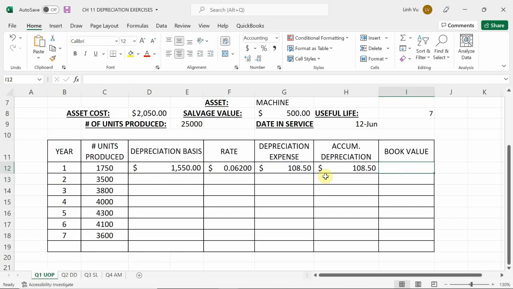Now we go to the next one, which is the book value of the asset. It's cost minus accumulated depreciation. Here we have the accumulated depreciation, 108.50. So we get 2,050 minus 108.50.